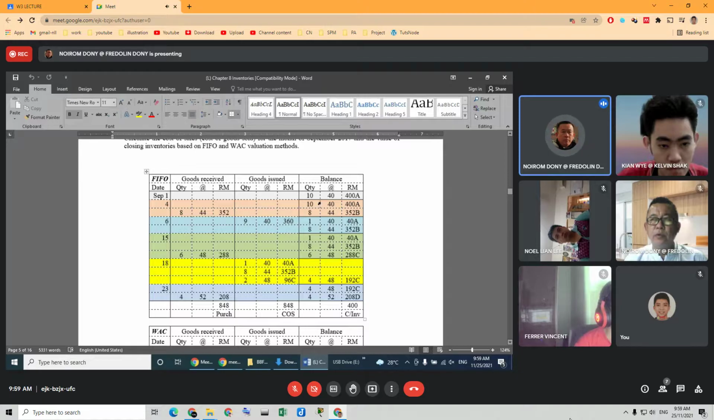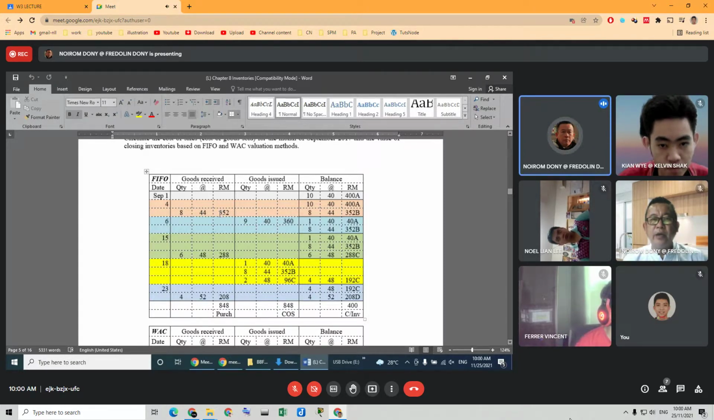For that particular date, you have purchases, so you only record the purchases on the second row, because we want to avoid confusion. Since on the 4th we have purchases of 8, you record on the receive column, quantity 8, price per unit is 44. And then 8 times 44 is 352, correct?